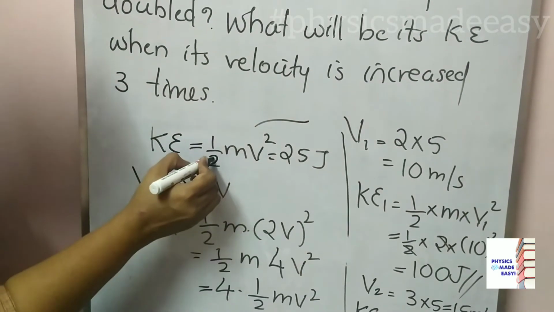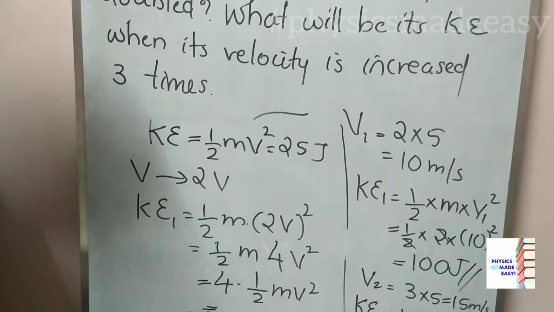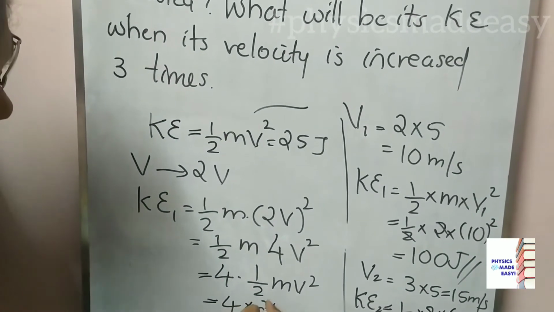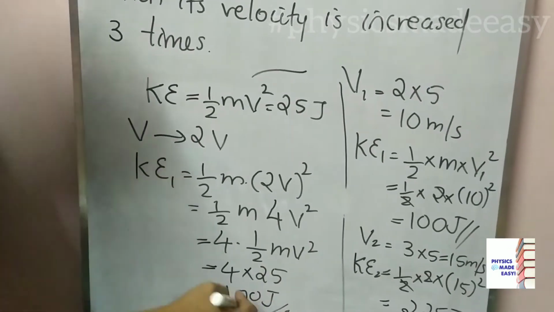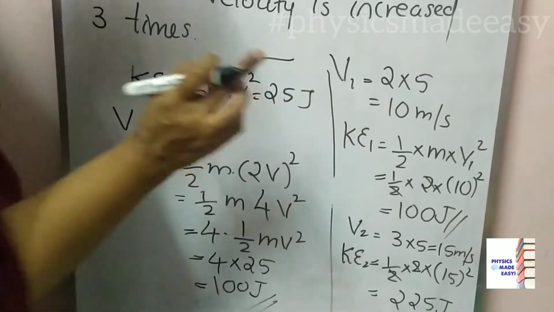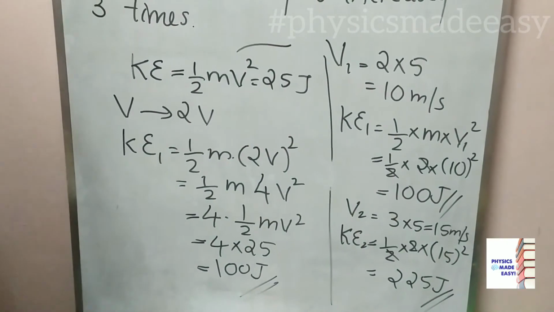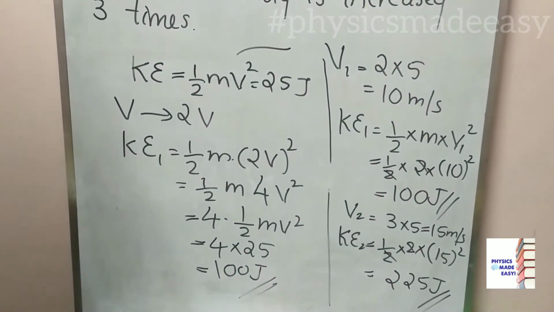So here half mv square is equal to 25 joule. So we can write 4 into 25, that is equal to 100 joule. Same, no? 100 joule, 100 joule. Here also we got the same value. So like this way also you can do, children.